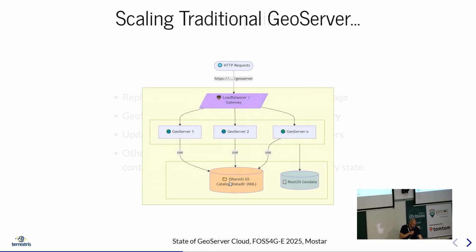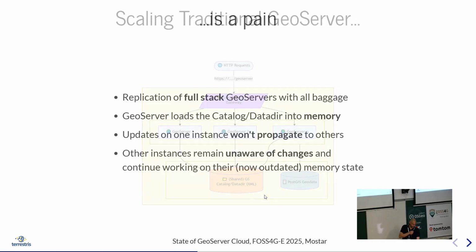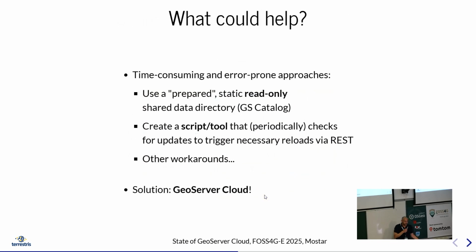So for example, if the second GeoServer in the middle would be the one that is used to update something in this catalog, then for this instance in the middle, everything would be fine. But the first GeoServer on the left side and the others on the right would just not know that something had changed, and they would still operate on the outdated memory state. So what could help in such a situation?